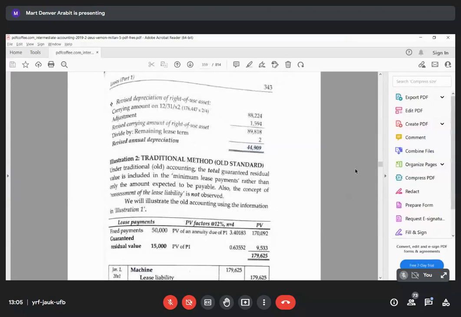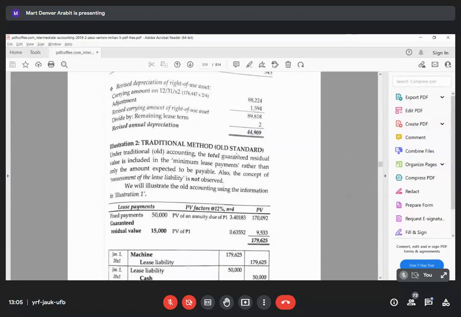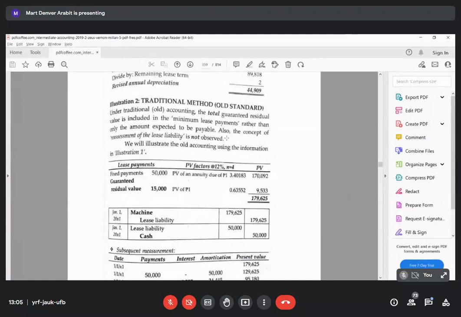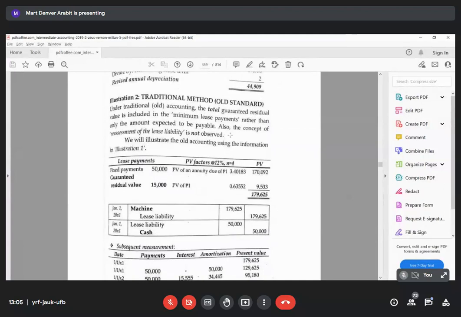Okay. So, illustration 2, using the traditional method. So, this is the old standard, the standard that I know. From our previous standard, no matter how much the payment is, let's say the R&D is 15,000 but it was said that only 10,000 will be paid. So, no matter what, you still need to set up 15,000.